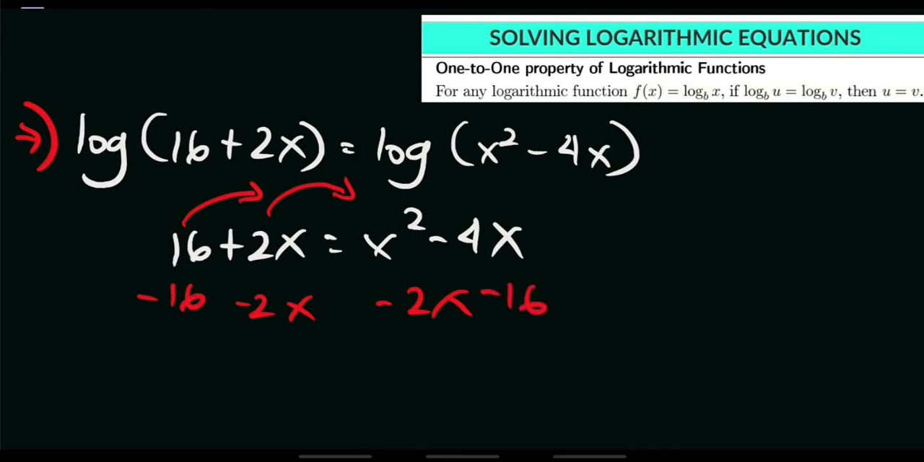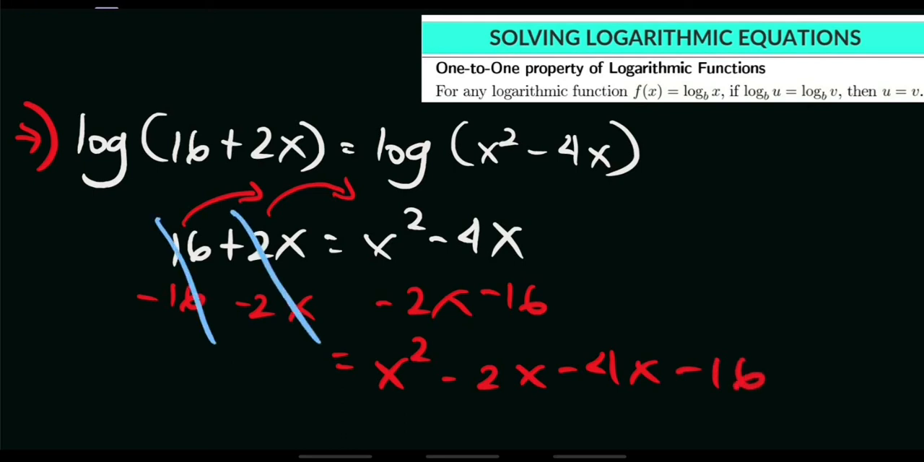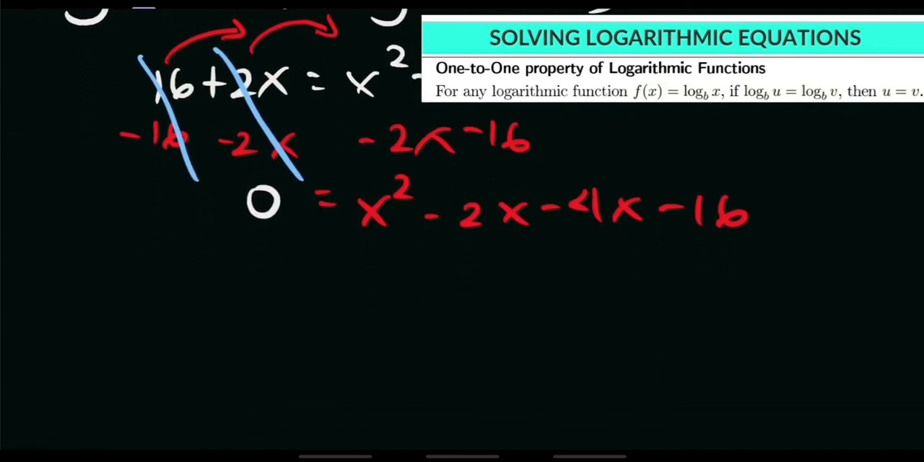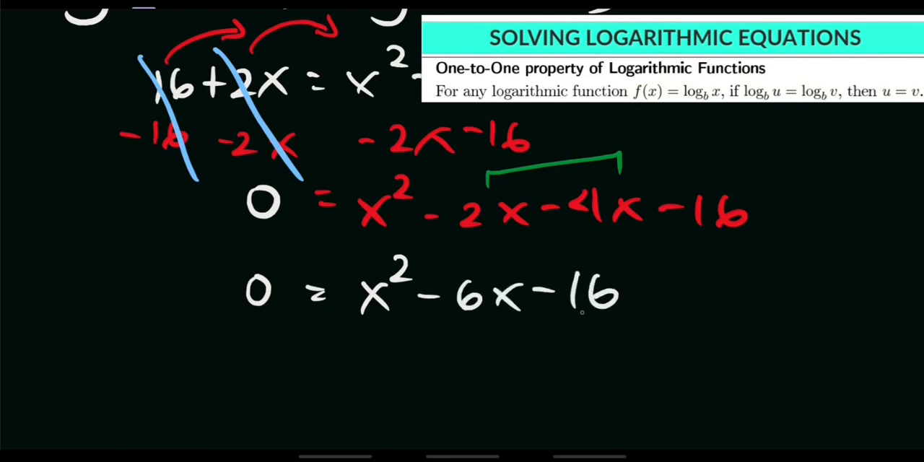Okay, so it will give us x squared minus 2x minus 4x minus 16. So just cancel out this set of values. Automatically, this expression is equated to 0. Okay, so let's simplify this one. Let's combine like terms. I think we have these like terms, 2x and 4x. So it will give us 0 is equal to x squared, negative 2x minus 4x is negative 6x, minus 16.